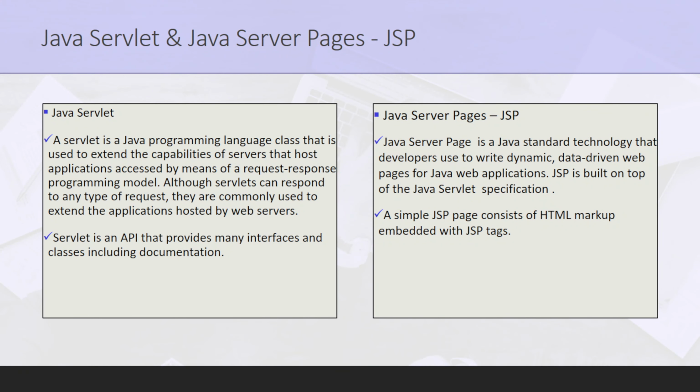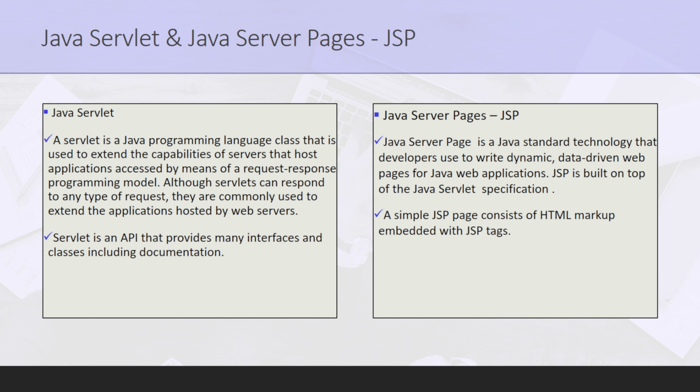Java Server Pages, or JSP, is a standard technology that developers use to write dynamic, data-driven web pages for Java-based web applications. What do I mean by dynamic and data-driven? When we talk about a web application, we are discussing a dynamic application that shows data, as compared to static websites. For dynamic data, we use JSP pages to show data from the server. JSP is built on top of the Java Servlet specification.